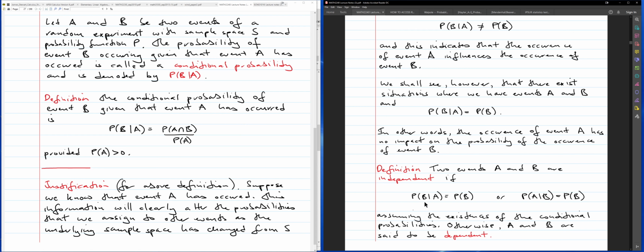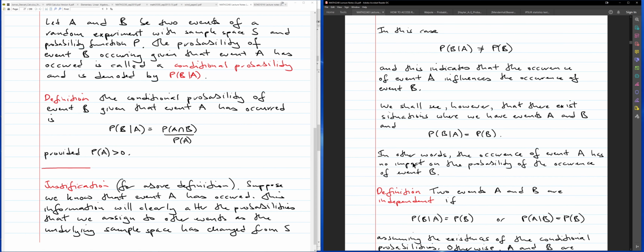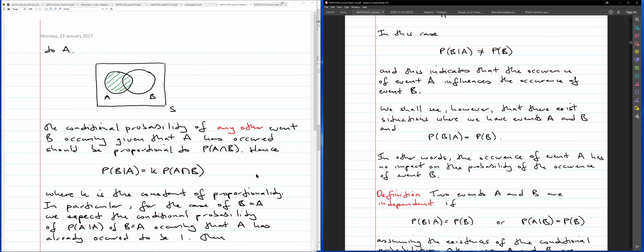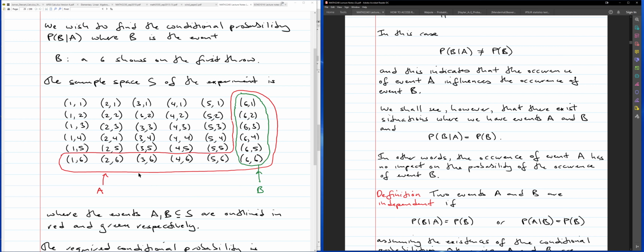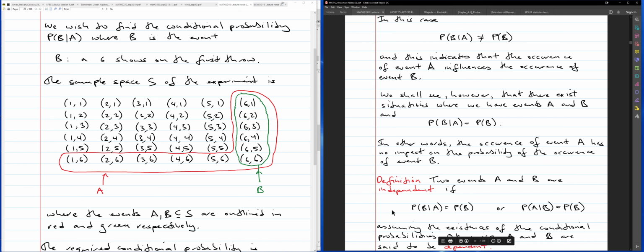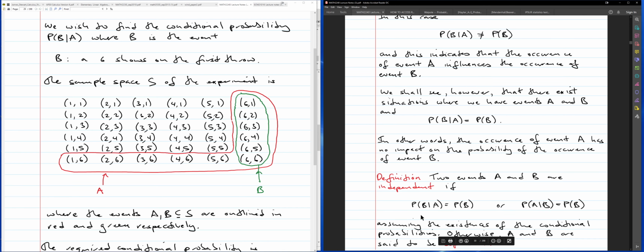If you do not have equality for these, then that implies that A and B are dependent. So in this example, where I have event A and event B, these events A and B are not independent. Typically you say not independent rather than dependent, but either one would work.